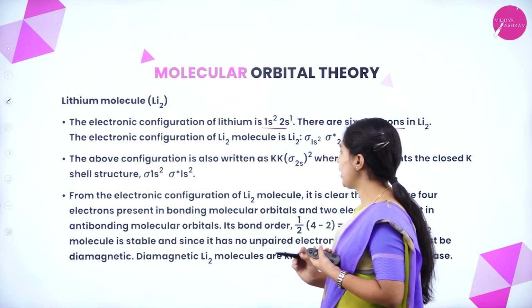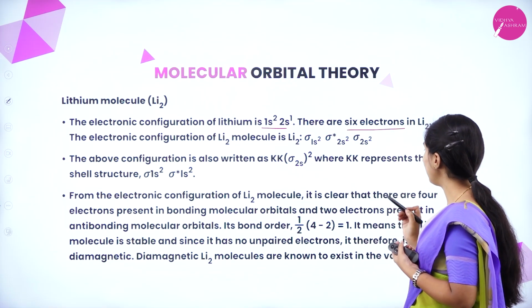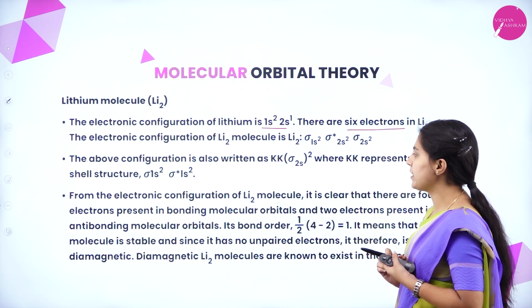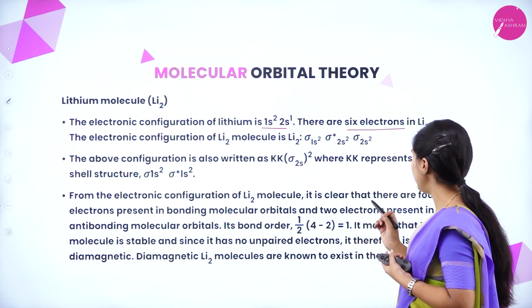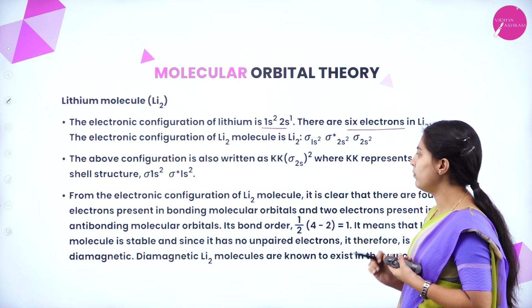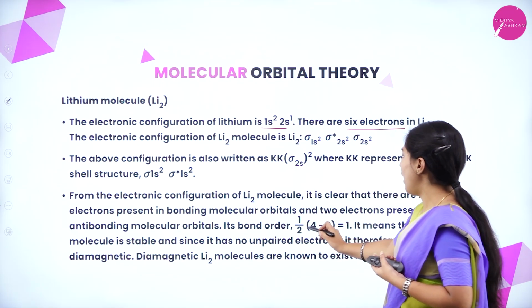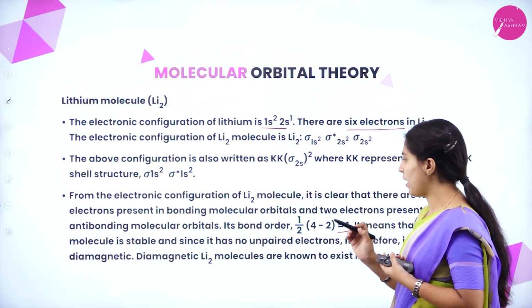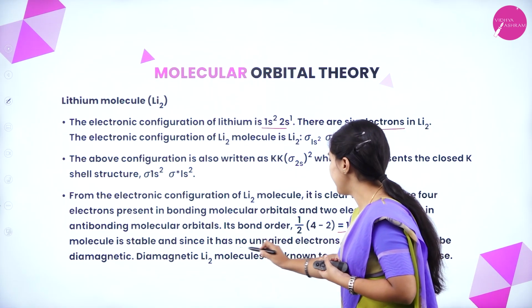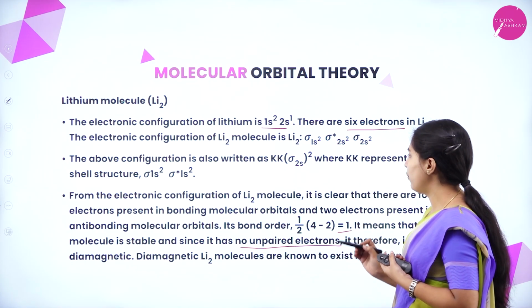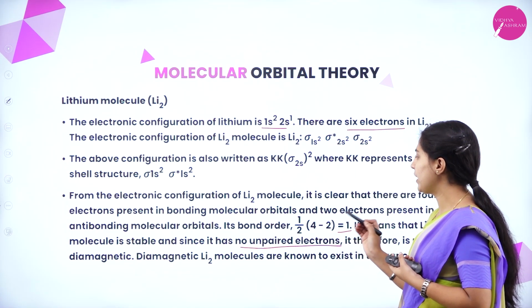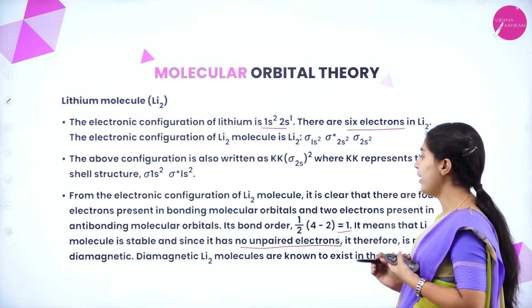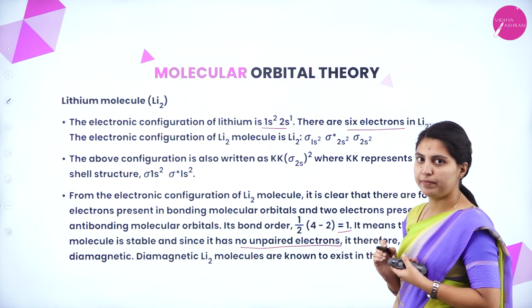From the electronic configuration of the lithium molecule, it is clear that there are 4 electrons present in bonding molecular orbitals and 2 electrons present in the anti-bonding molecular orbitals. Bond order is half into 4 minus 2, which gives 1. It means that the lithium molecule is stable, since no unpaired electrons are present. Therefore, it must be diamagnetic. Diamagnetic lithium molecules are known to exist in a vapor phase.